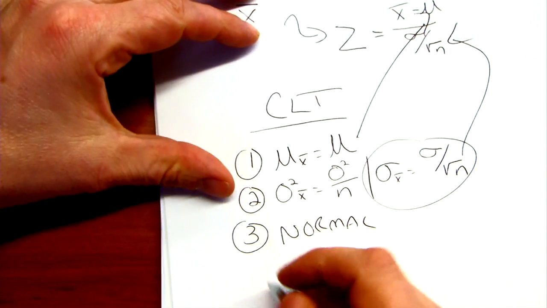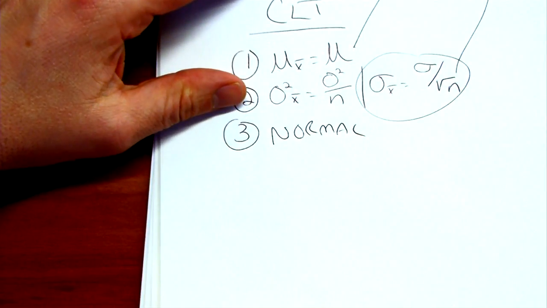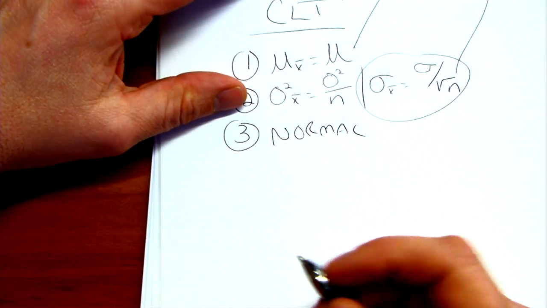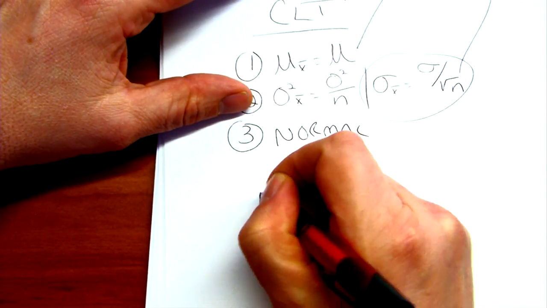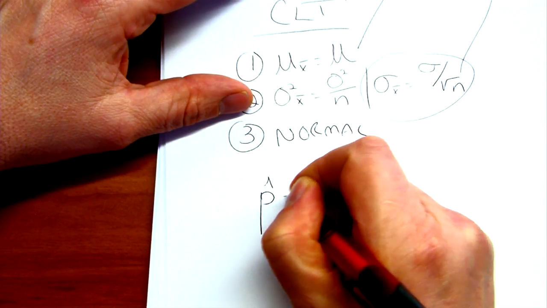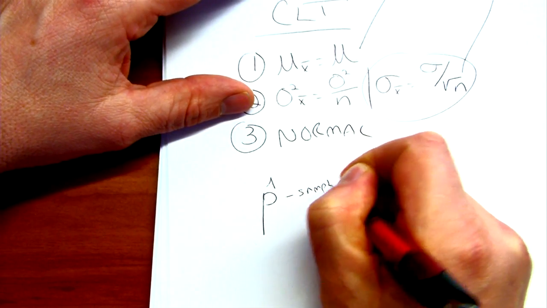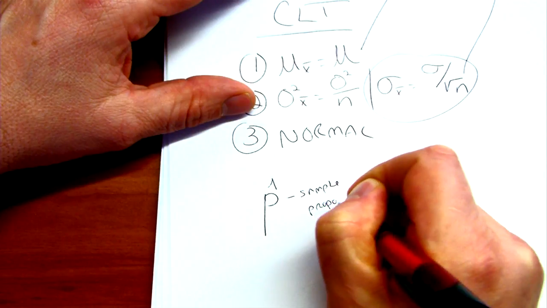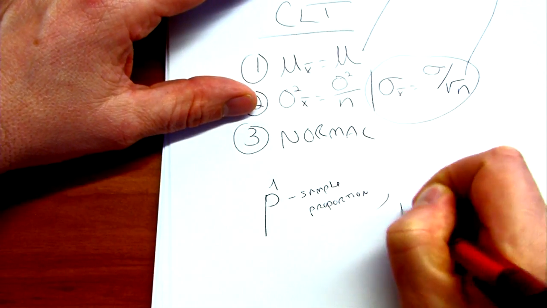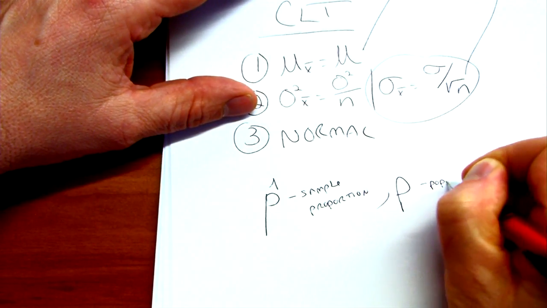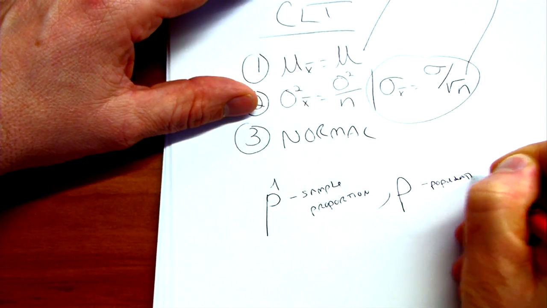So we learned that we can also look at the sampling distribution of a proportion. And we said, hey, p hat is the sample proportion. And we learned that p is a population proportion.